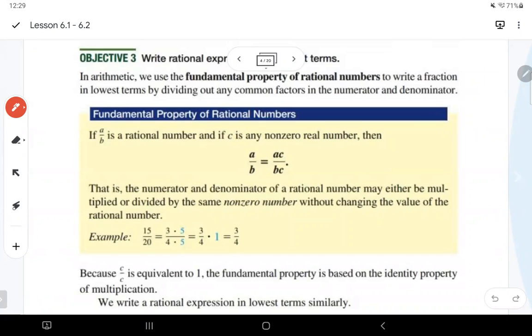All right. Fundamental property of rational numbers, that's just telling us that if we multiply top and bottom by some value, it's the same as multiplying it top and bottom by 1. So it doesn't change the equivalency, but it might help us figure out some information.